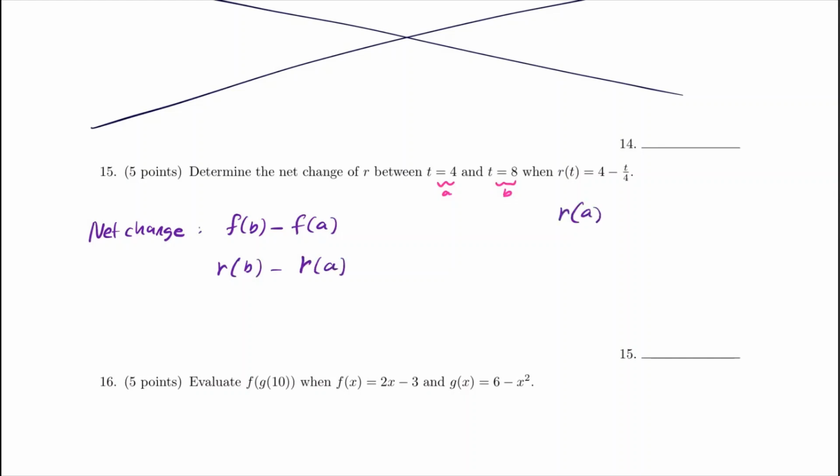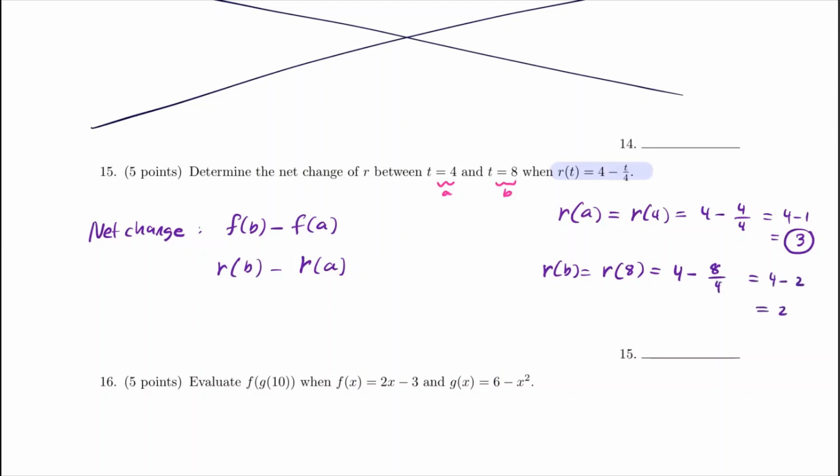So what is r of a? Well, a is 4. So we're going to use this function to figure out what the value is at 4. So r of 4 is going to be 4 minus, I replace 4 where t is, so this is 4 over 4, which is simply 4 minus 1, that's 3. So that is our r of 4. And then r of b, it's going to be r of 8. So that'll be 4 minus, replace 8 where t is, so this would be 8 over 4. That would give you 4 minus 2, that's simply 2.